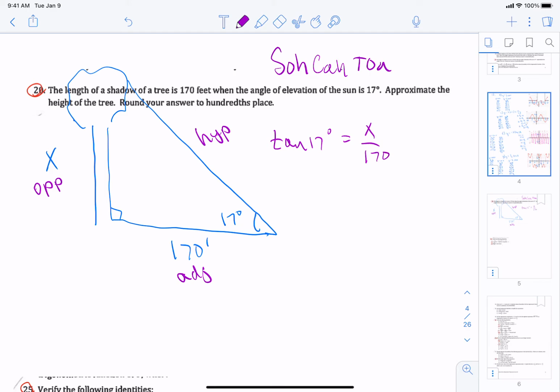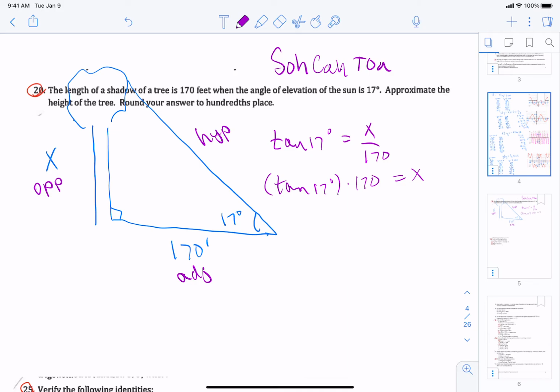Now once you set that up, the basic rule that I always follow so that I don't screw up the algebra that comes later is whatever is in your denominator, let's cross multiply that over to the other side. So we know that the tangent of 17 times 170 is x.